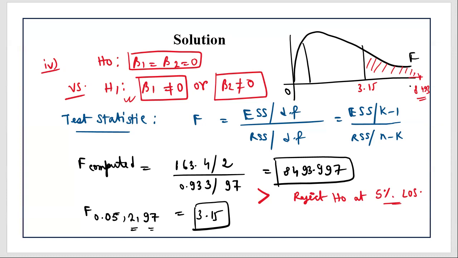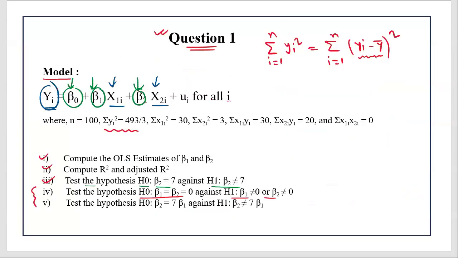But ideally, intuitively, we can understand that both will be statistically significant here, right? So beta 1 is not equal to 0 or beta 2 is not equal to 0, right? So this is the fourth part of this question, and the final part is asking you to test the hypothesis H naught. Now you have a relationship between beta 1 and beta 2. This is a unique kind of question. See how to handle this question.